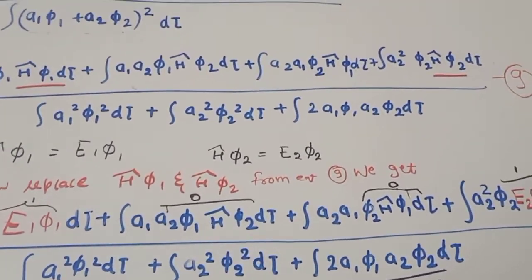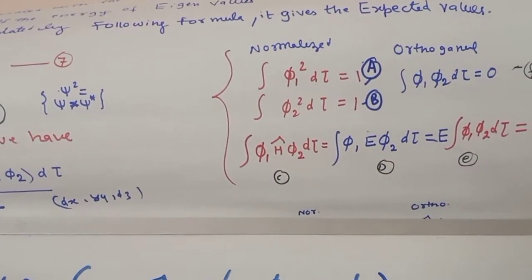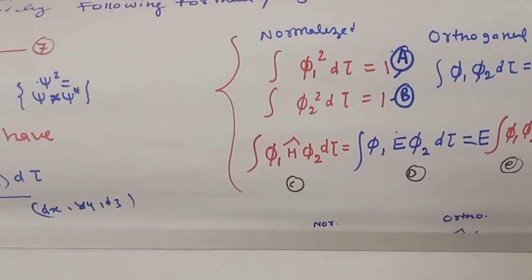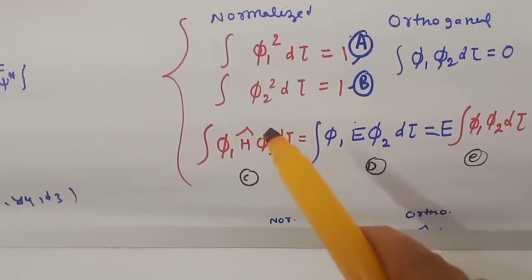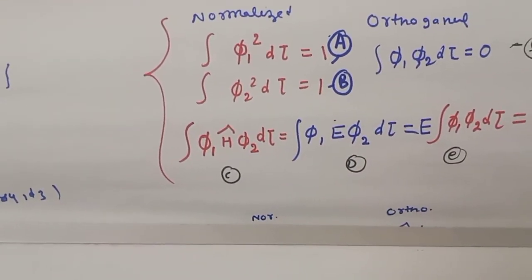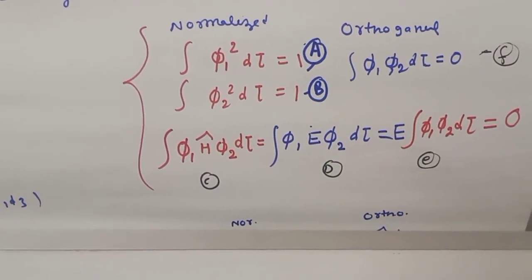So here I have written these values separately, so you can write it down. When the phi 1s are same, it will be your 1. When it is phi 2 square, when the phi are same, it is your normalized. When there are different phi 1 phi 2, it is our orthogonal condition.